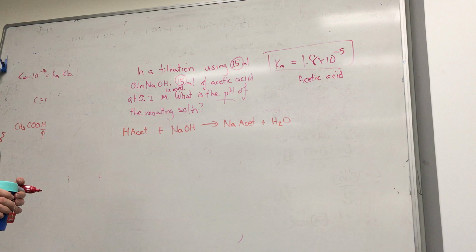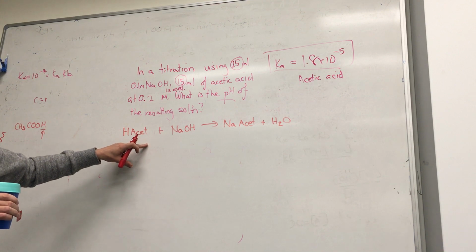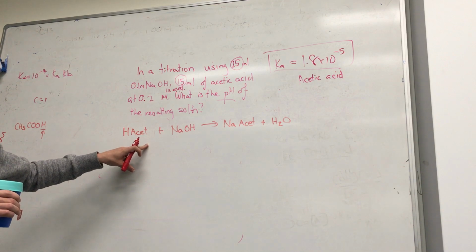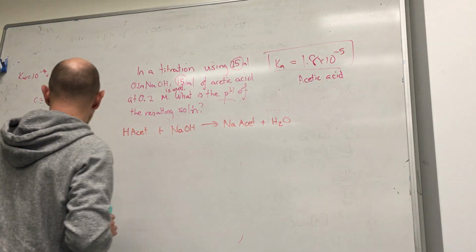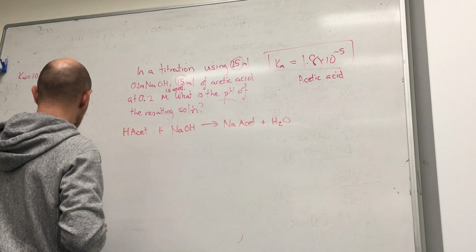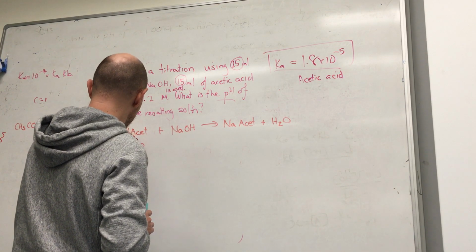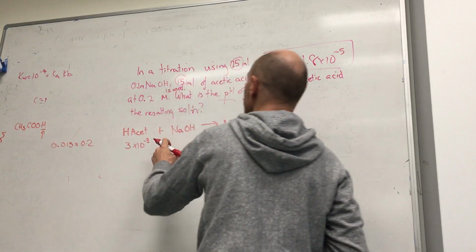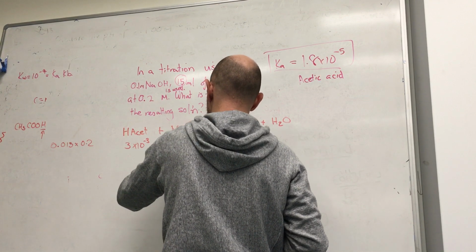No RICE tables, not yet. How are we going to work this out? How much acetic acid do we have? How many moles do we have? How many moles of acetic acid do we have? No, it's 0.015 multiplied by 0.2. Right, everyone? So it's 3 times 10 to the minus 3? Yep. How much sodium hydroxide? We've got 25 ml at 0.1, so that's 2.5 times 10 to the minus 3 moles.